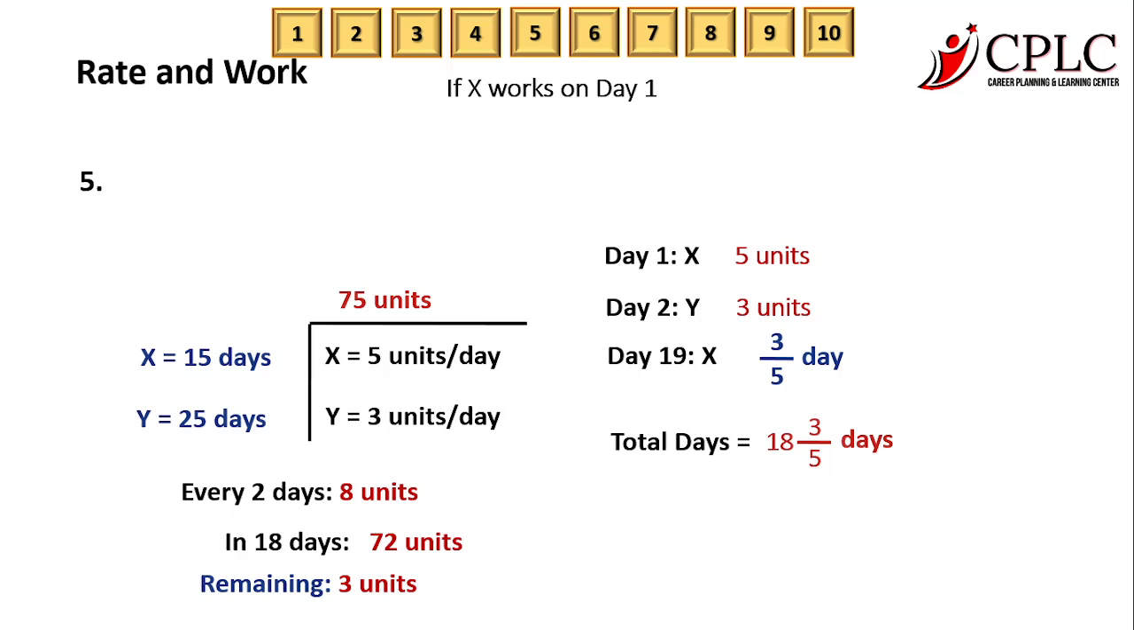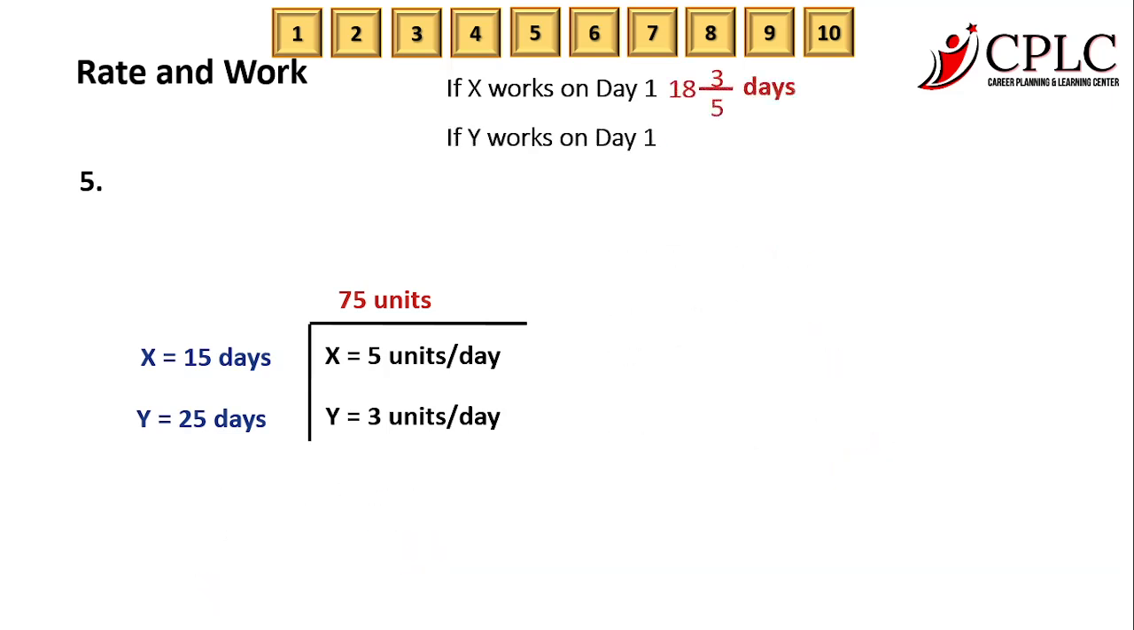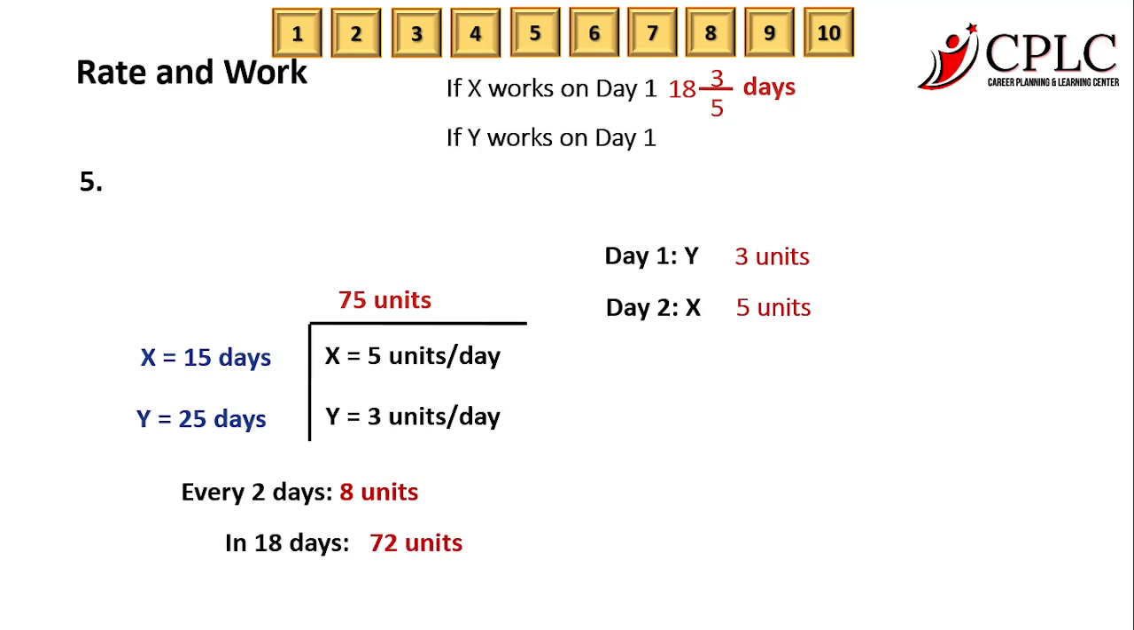So let's take the second assumption that Y works on day 1. So if Y works on day 1, he will complete his 3 units and come back. Then in day 2, X goes, he does 5 units, comes back, and so on and so forth. The cycle keeps on running. Again, you'll observe the same pattern. For every 2 days, 8 units of work is done. And again, for 72 units, we'll require 18 days.